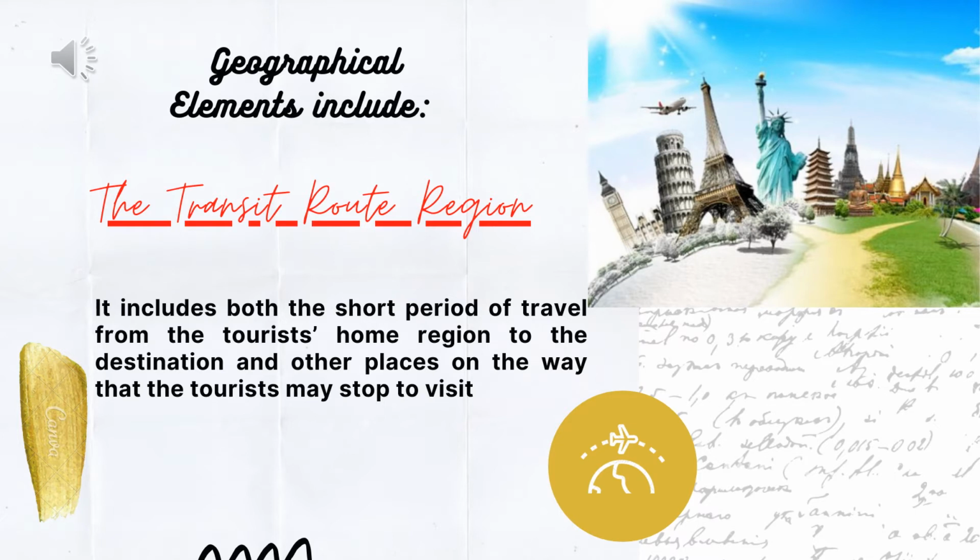And we have here the last geographical element, which is the transit route region. It includes both the short period of travel from the tourist home region to the destination and other places on the way that the tourist may stop to visit.